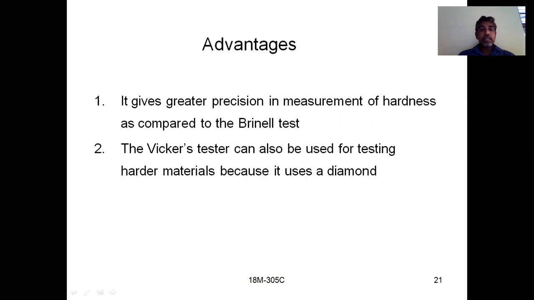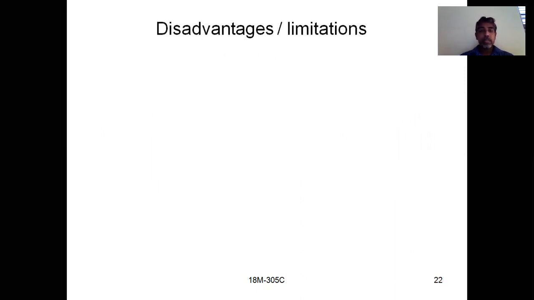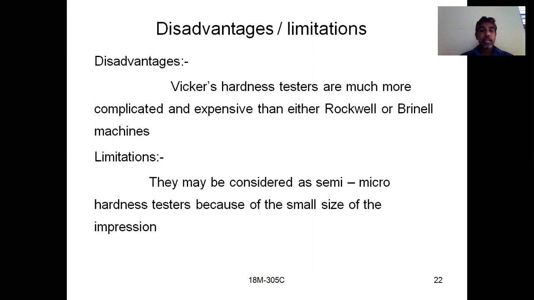And what are the advantages we will discuss? It gives greater precision in measurement of hardness as compared to Brinell hardness. Compared to your Brinell hardness test, you will get precision, that means accurate values, here. And the Vickers tester can be used for testing hard materials, because here we are using a diamond indenter. So we can test hard materials also by using this test.